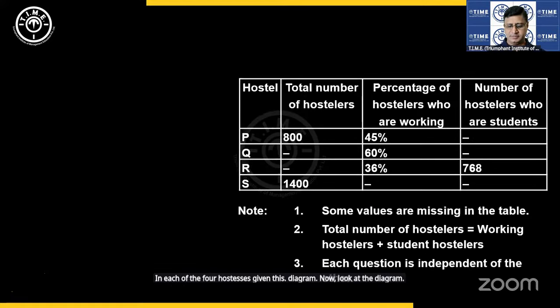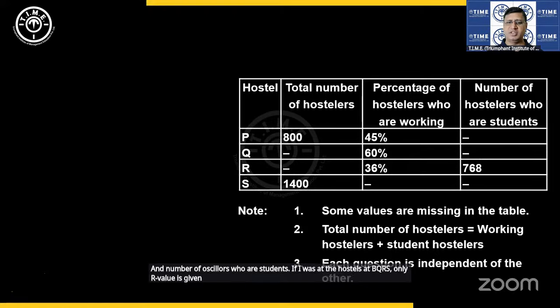Hope you are able to see my screen. Hostels P, Q, R, S: total number of hostelers 800, blank, 1400. Percentage of hostelers who are working: 45% for P, Q 60%, R 36%, S is not given. And the number of hostelers who are students: if you observe the hostels P, Q, R, S, only the R value is given, the other values are missing here.